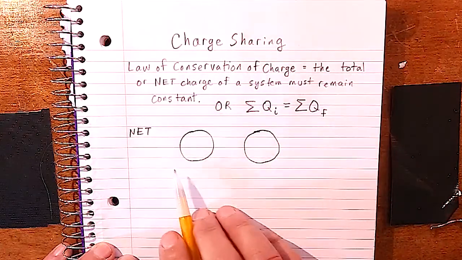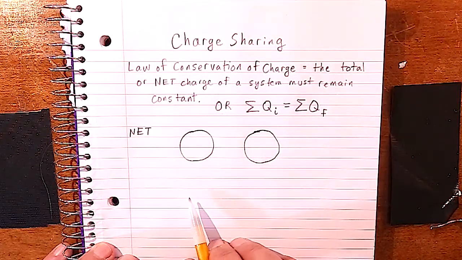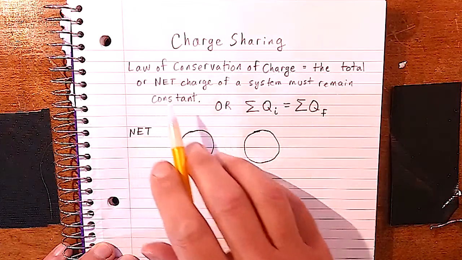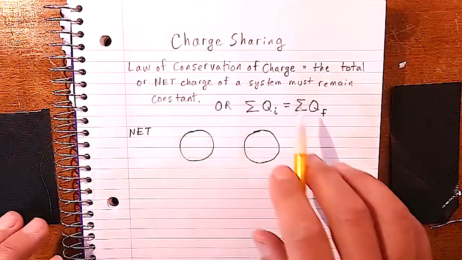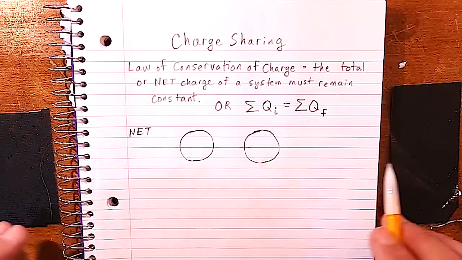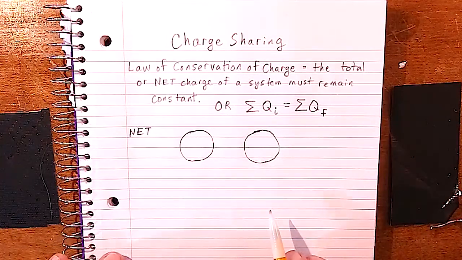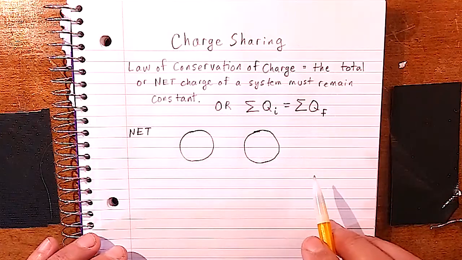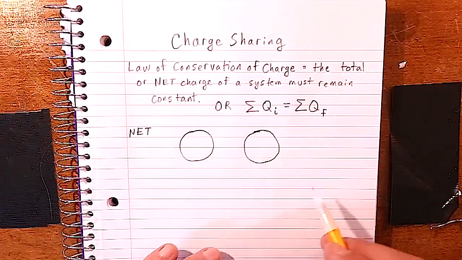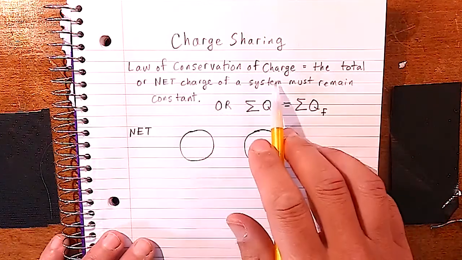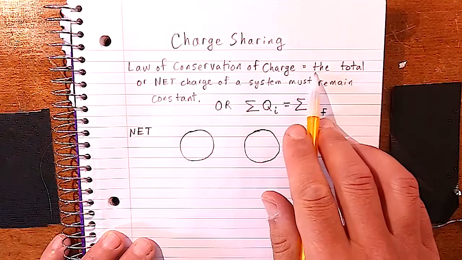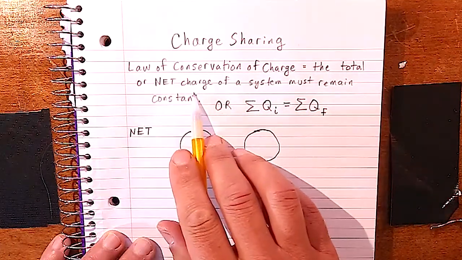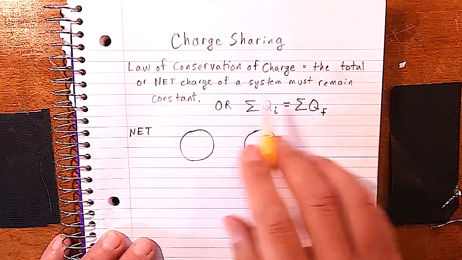Charge sharing. These questions come up on the Regents every once in a while, and they involve the law of conservation of charge. The law of conservation of charge is like any conservation law, which states that whatever we start with is whatever we finish with in a closed system. So what's the definition? The total or net charge of a system must remain constant.